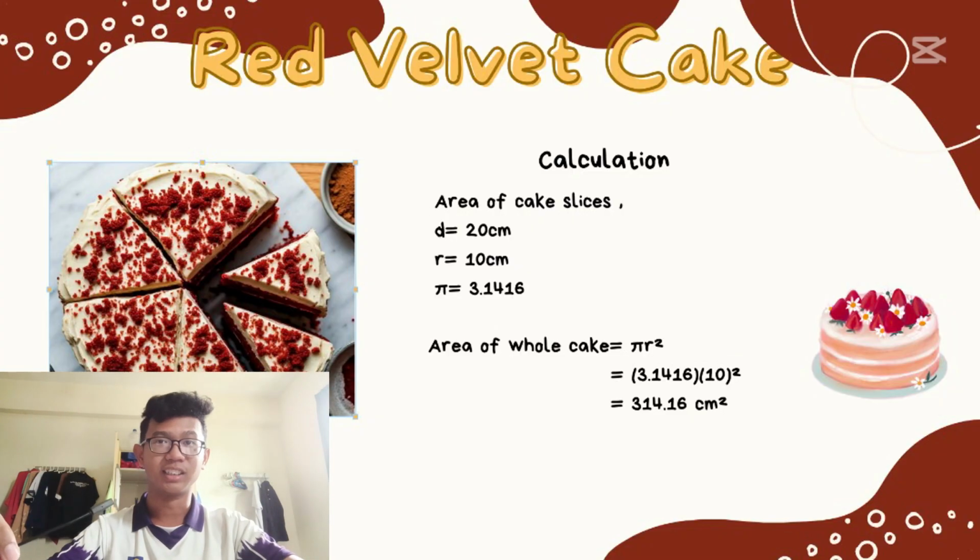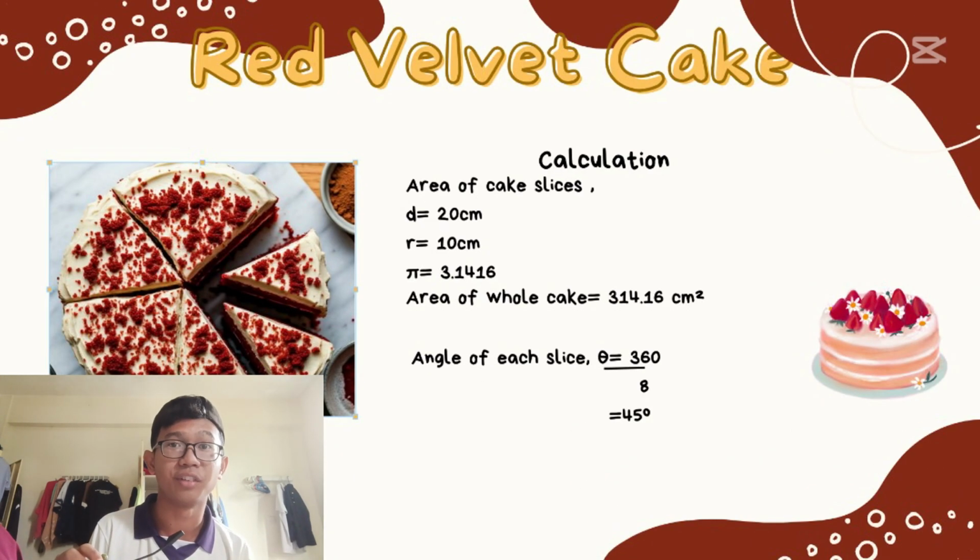Let's solve this question. This is an example of a question I will solve. The question asks to calculate the area of the cake slice. The question provides the diameter, which is 20 cm, the radius, which is 10 cm, and pi, which is 3.1416. First, we need to find the area of the whole cake using the formula pi r squared. We substitute the given values into the formula: pi, which is 3.1416, multiplied by 10 squared. The answer we get is 314.16 cm squared.